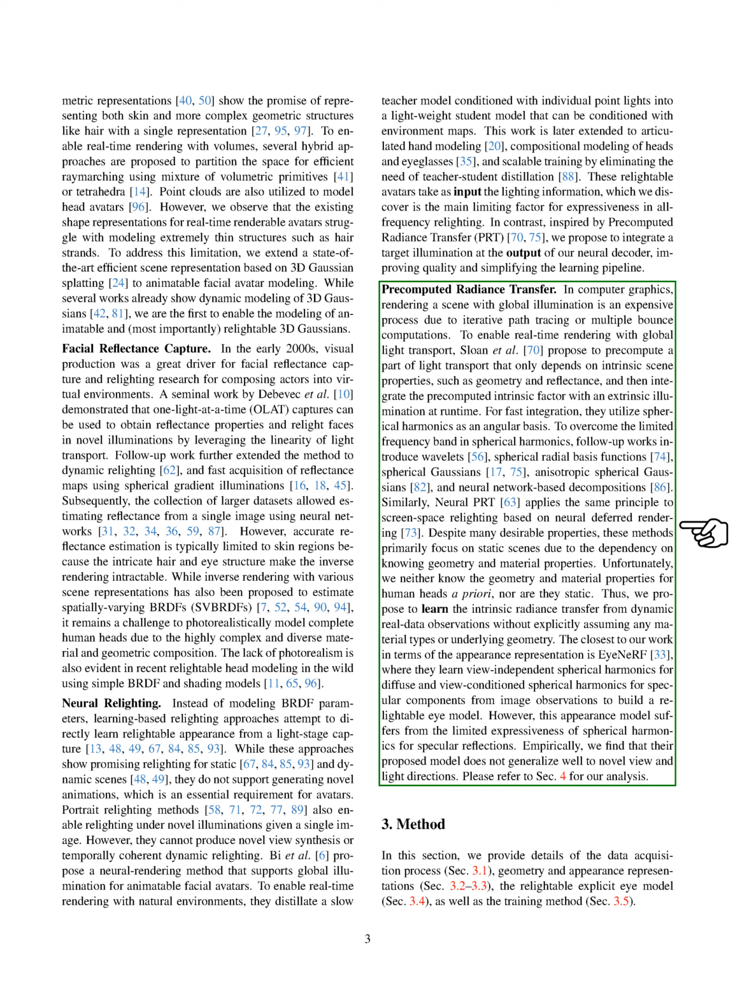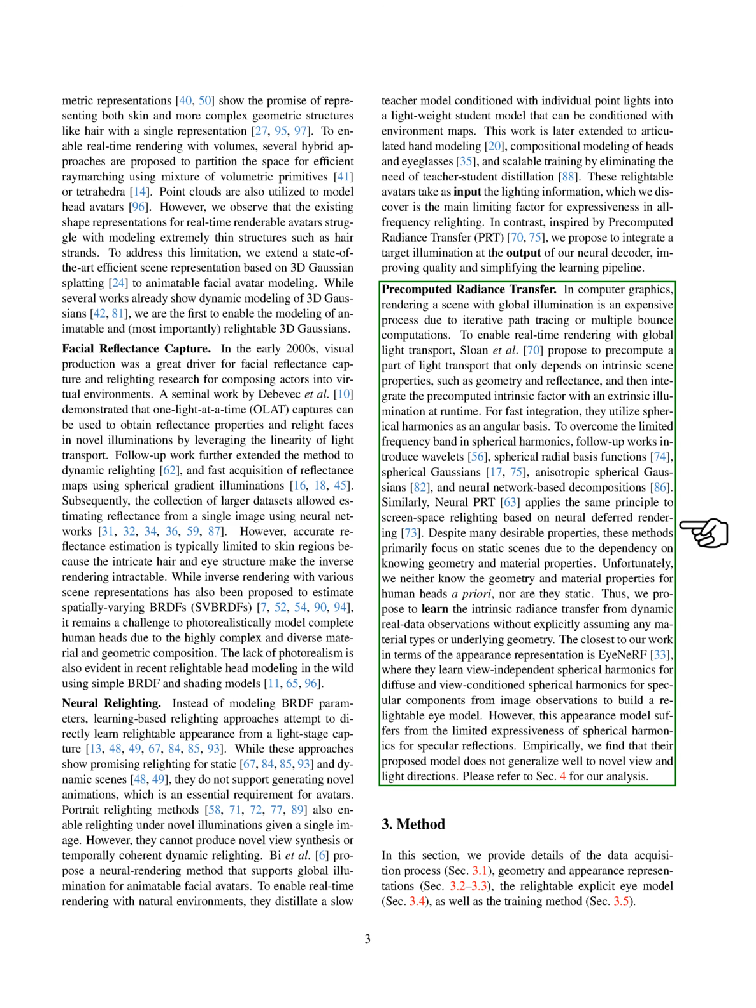In computer graphics, rendering a scene with global illumination is a costly process due to iterative path tracing or multiple bounce computations. To enable real-time rendering with global light transport, Sloan proposed to precompute a part of light transport that only depends on intrinsic scene properties, such as geometry and reflectance, and then integrate the precomputed intrinsic factor with an extrinsic illumination at runtime. For fast integration, they utilize spherical harmonics as an angular basis.